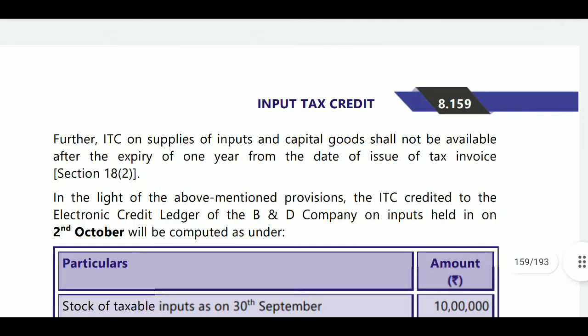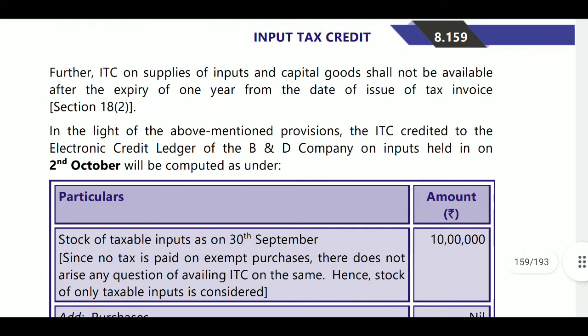Next, further, ITC on supplies of inputs and capital goods shall not be availed after the expiry of 1 year from the date of issue of the tax invoice. If 1 year has lapsed from the tax invoice, the ITC is not available.